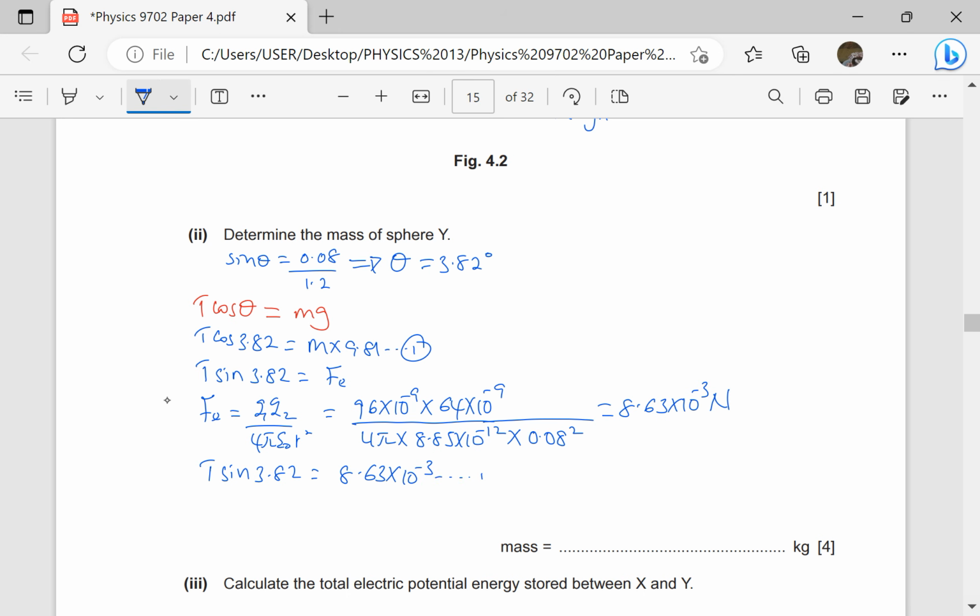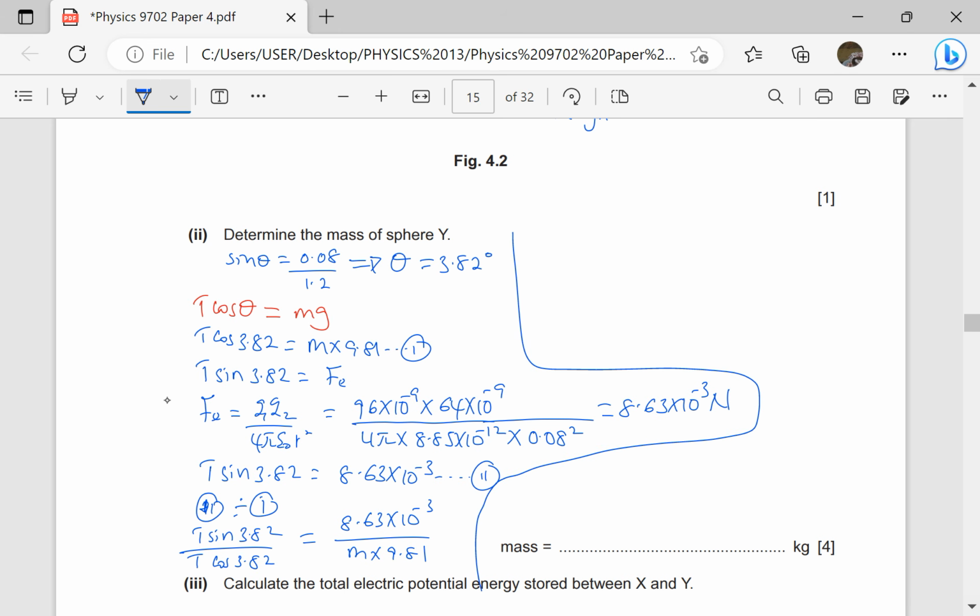This is going to be my second equation, and I'm going to solve these two equations. So I'm dividing equation 2 by equation 1. I have T sine of 3.82 divided by T cos of 3.82 should be equal to 8.63 times 10 power negative 3 divided by m times 9.81. I don't have enough space, but I'll utilize this one. So T cancels out, and sine over cos becomes tan.